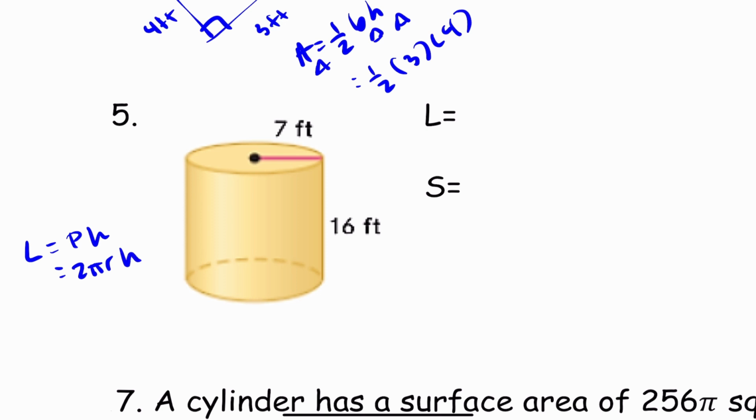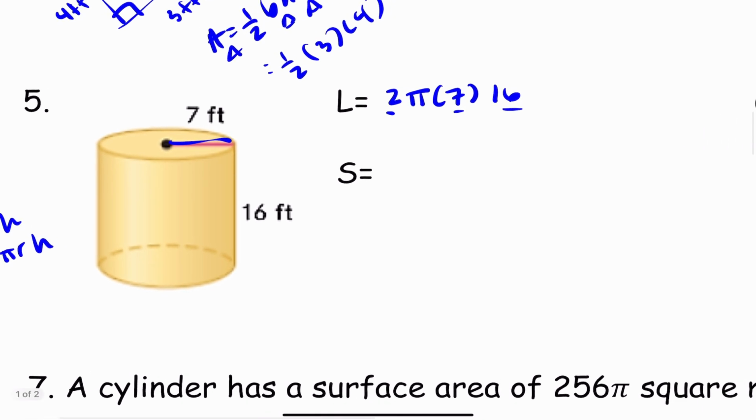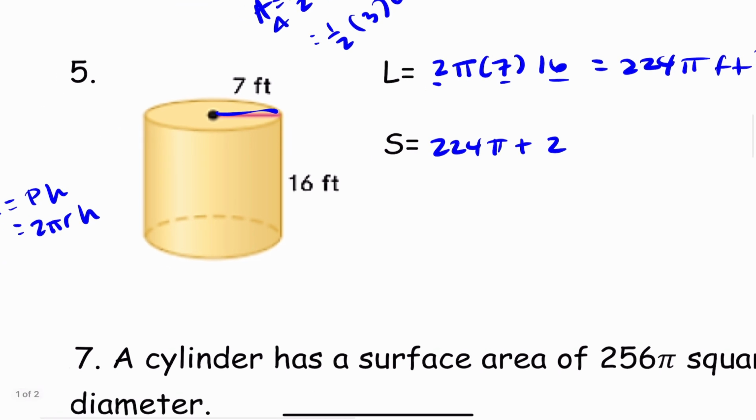So the lateral area is equal to 2 pi 7. The radius is already given. It's 7 times the height, which is 16. So since we're dealing with all multiplication here, I can just say 2 times 7 times 16, which is 224 pi square feet. And then with the surface area, it's 224 pi plus 2 times the area of the base.